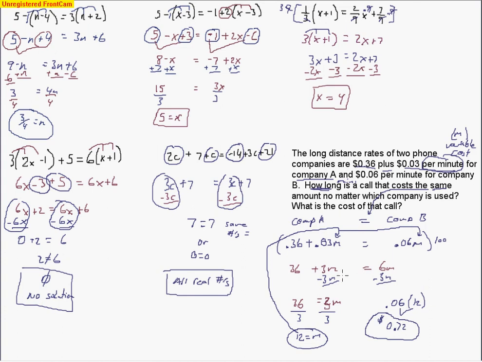Now notice that company A is more expensive to start with, but company B is more expensive after the 12 minutes. So before 12 minutes, we'd go with company B if we wanted the less expensive one. After 12 minutes, you'd go with company A because they will be less expensive because their variable amount, their changing amount, is less than company B.